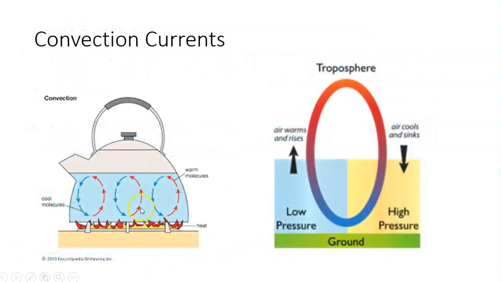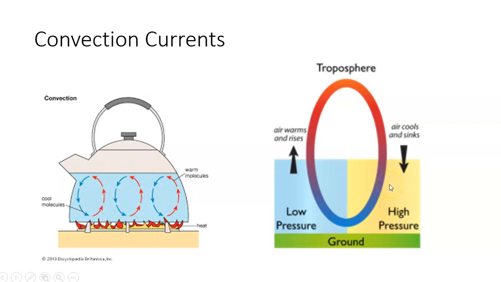My dear students, you can see these blue and red colored arrows. These are called convection currents. So in this case, hot liquid rises up, cold liquid comes down, and this is a continuous cycle. So this is called a convection current.